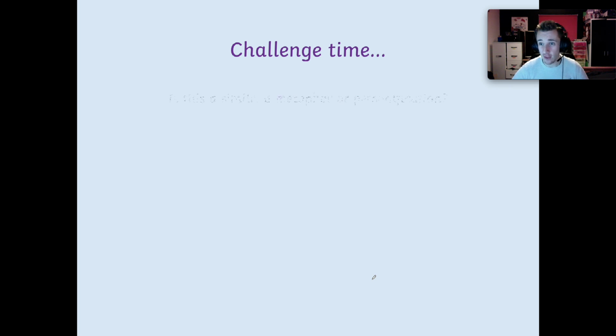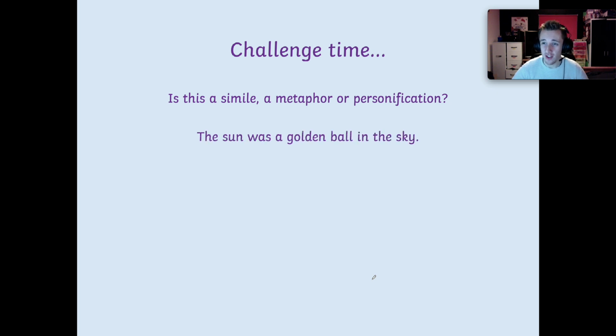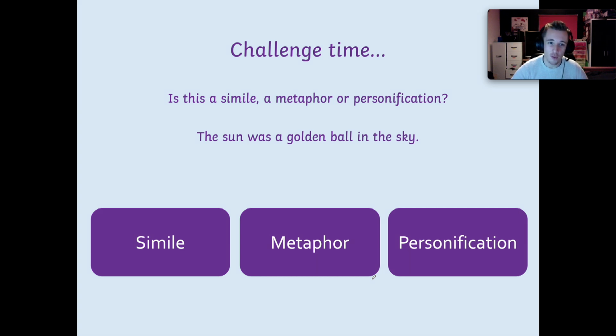Okay, so for the next few slides, the possessed PowerPoint will show you a few examples, and you need to say whether it's a simile, metaphor, or personification. The first one: the sun was a golden ball in the sky. Have a think, is it simile, metaphor, or personification? Well, the clue is the word "was". It's not saying "as" or "like", so it's saying it was, so therefore it is a metaphor.